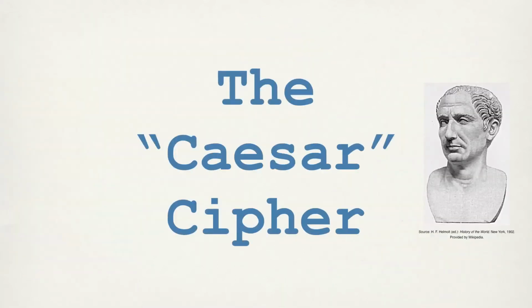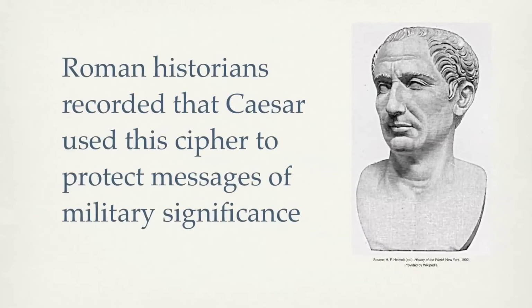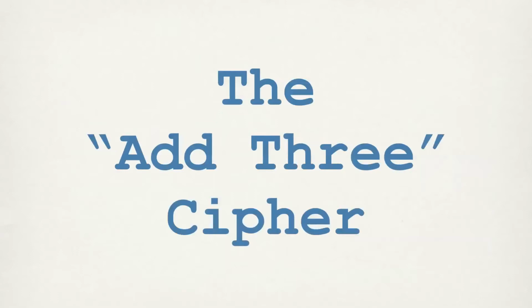The Caesar cipher is named for Julius Caesar. In this cipher, we shift each letter by 3 instead of 1. So we could call it the add 3 cipher. To encrypt the message, we shift each letter to the third following it in the alphabet.